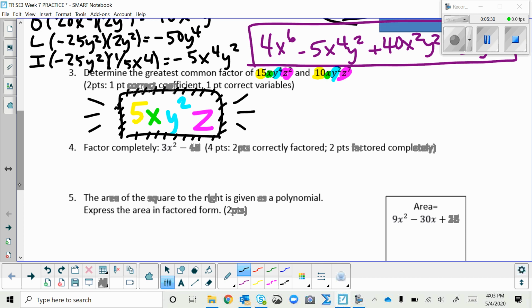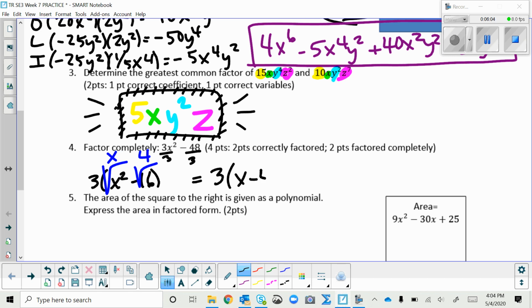So number 4, factor completely, 3x squared minus 48. You start by doing a GCF, which is 3. So then that gives me 3 times x squared minus 16. Both 16 and x squared are perfect squares that are being subtracted. So that's difference of two squares. So you take the square root of both of them. You make a minus version and a plus version. And you leave that 3 out front. You don't get rid of it. So we have a minus version of the x and 4 and a plus version.